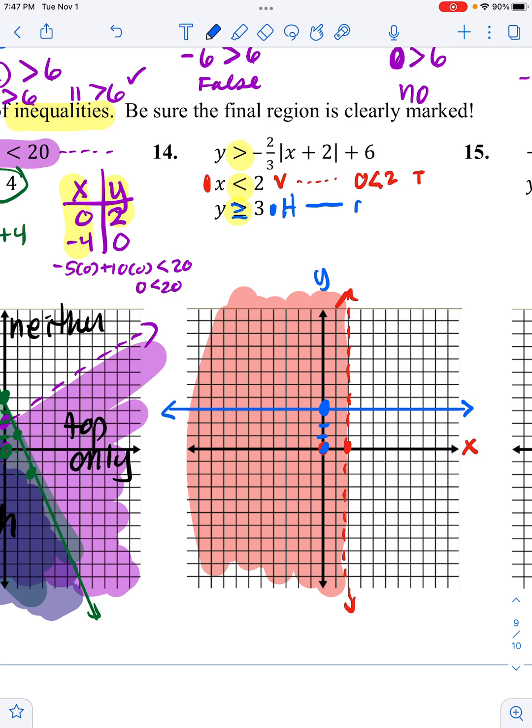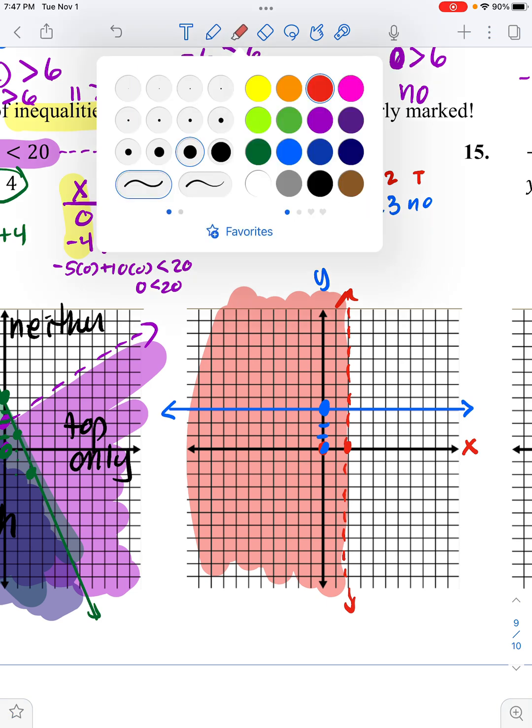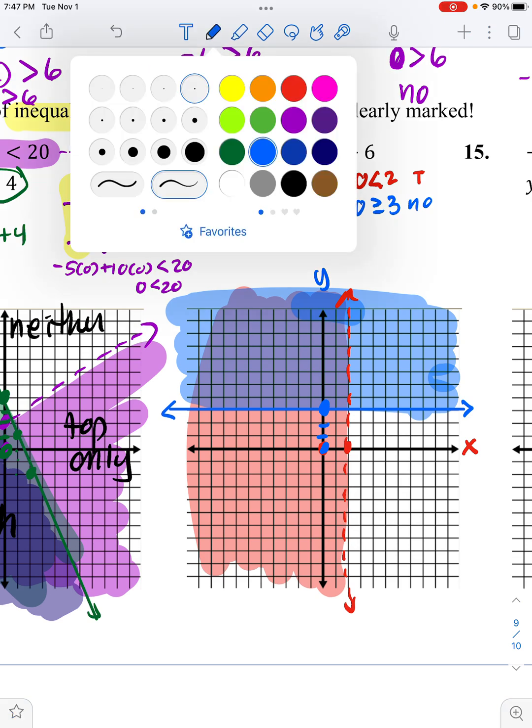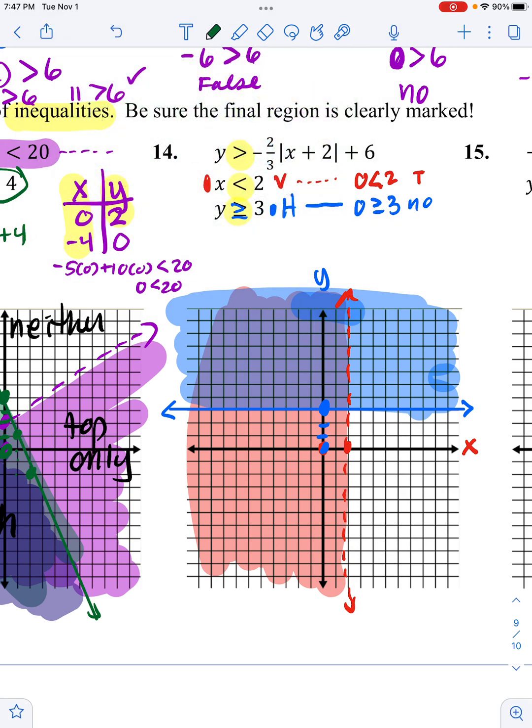But the only place I can plug it in is for the Y. Is it true that 0 is greater than 3? No. So that means I need to shade on the side that does not include it. Because you were basically saying, should I shade down here where the 0, 0 is? And the answer was no. But now I have a third one. I can see where these two overlap, but I need to incorporate this.